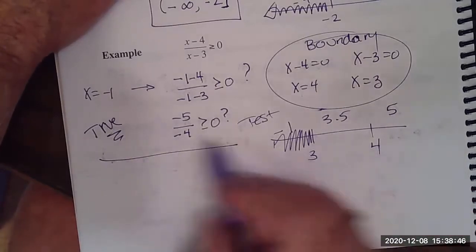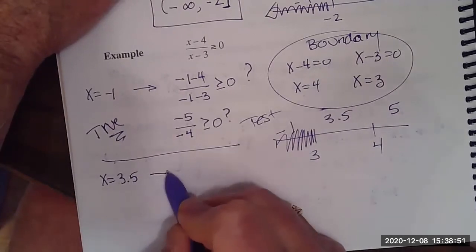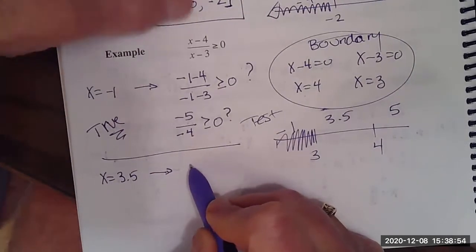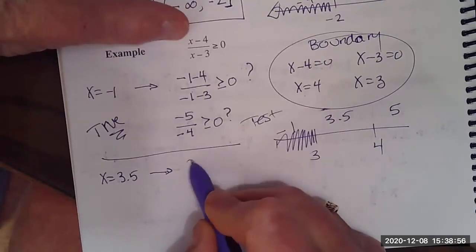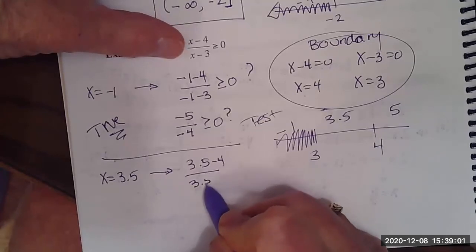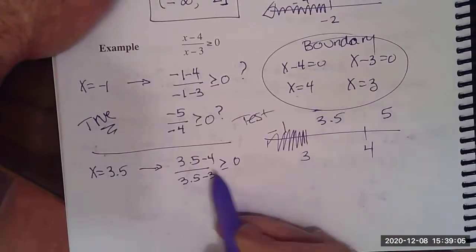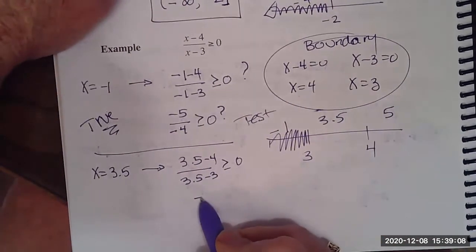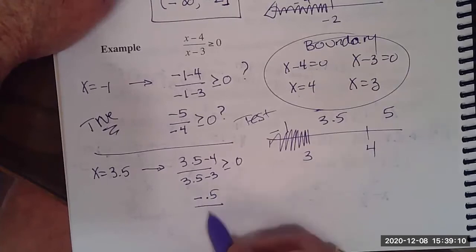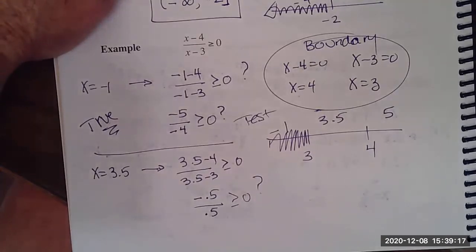Okay, the next number that I'm testing is 3.5. So x is equal to 3.5. Put it in the original again. So back up to where my thumb is. 3.5 subtract 4 over 3.5 subtract 3. I wonder if that's bigger than or equal to 0. That's negative 0.5. Down here is positive 0.5. Greater than or equal to 0? Question mark. Well, that's -1. That's false.